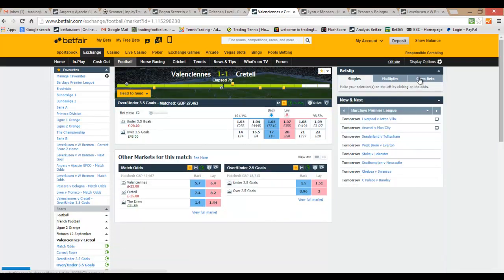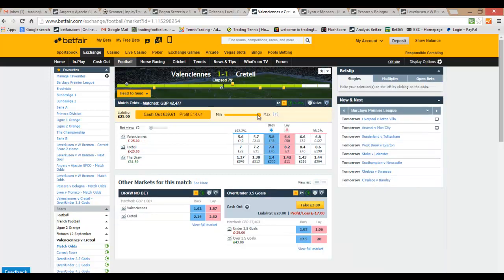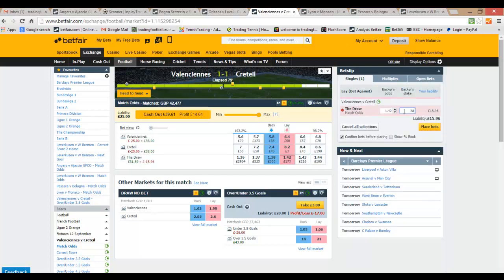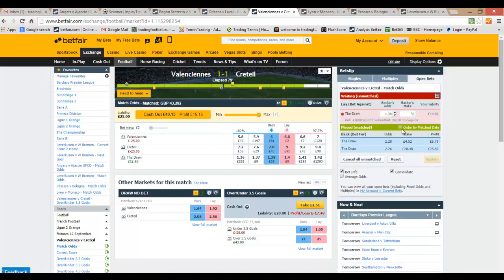As I mentioned before, the Valencia and Créteil, where I backed the draw and backed over 3.5 at half time, now it's still 1-1. The danger is really at 2-1 and 1-2 now. So I've decided to exit the match odds, to be laying the draw. So eventually I've decided to put my order in at 1.38 for £39. And that will give me a match about £16 green on the draw, £14 on Valencia and Créteil.